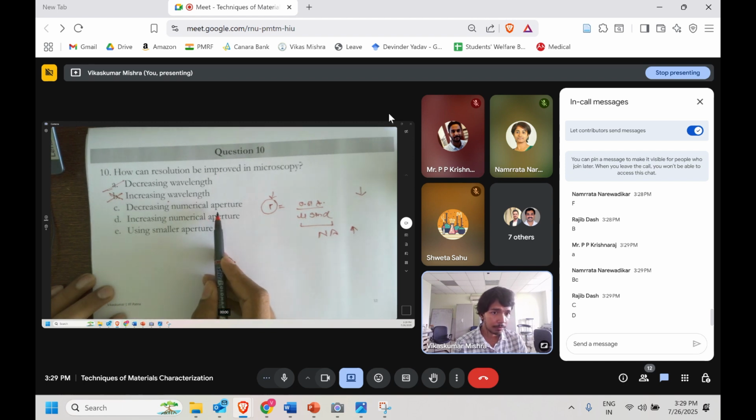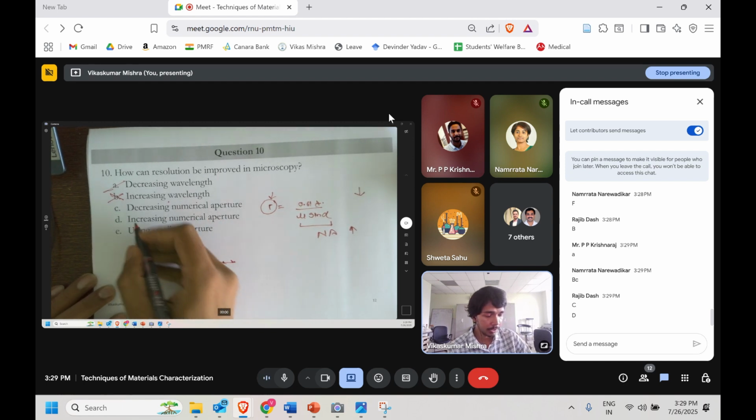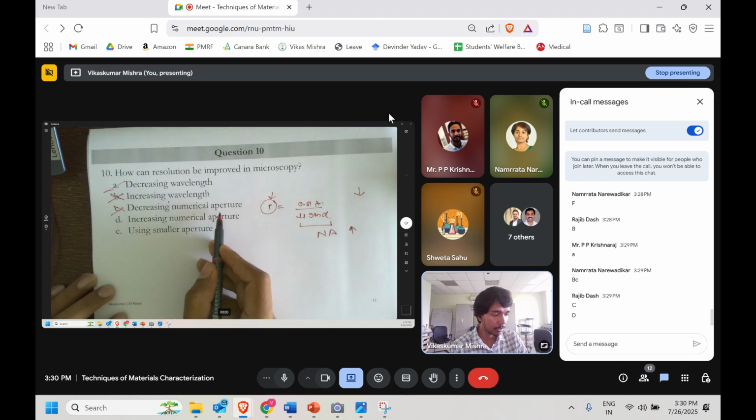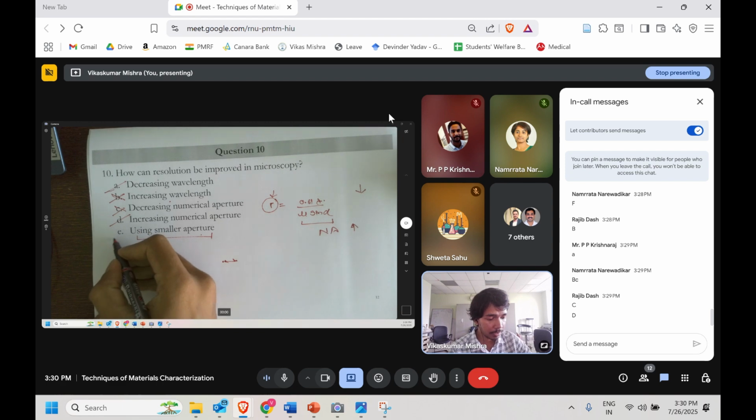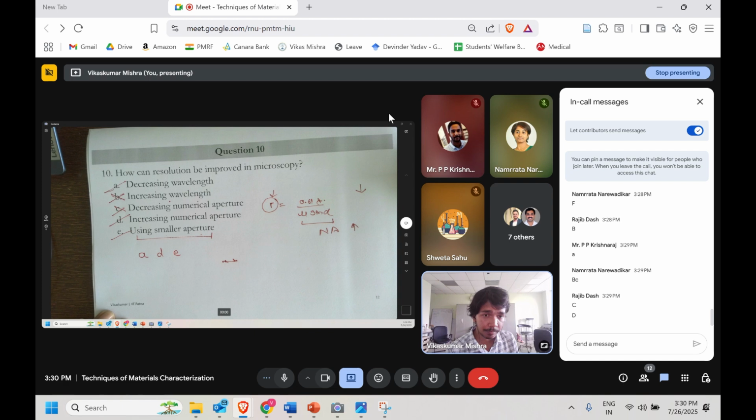Decreasing the numerical aperture. Yes, Rajiv, it's option D. So decreasing is not a right one. Increasing numerical aperture is the one. Using smaller aperture, what do you think? We have discussed this in the class. No, we are not using the smaller aperture. We'll use the larger aperture. Larger aperture can gather more information, and it can help us to resolve. So the right answer is A, D, and E.